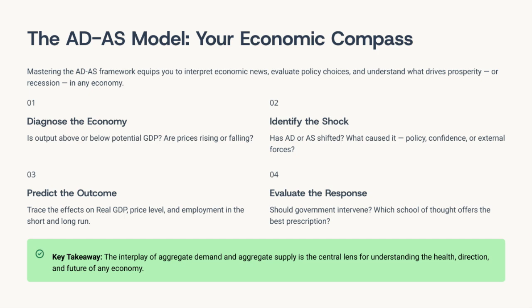Finally, mastering the ADAS framework is not just an academic exercise. It equips you to interpret economic news more critically, evaluate policy options more effectively, and understand what really drives prosperity or recession in any context. In essence, this model is your economic compass, guiding your understanding of the complex forces shaping our economy now and in the future.